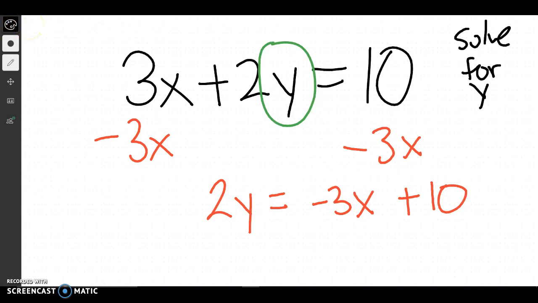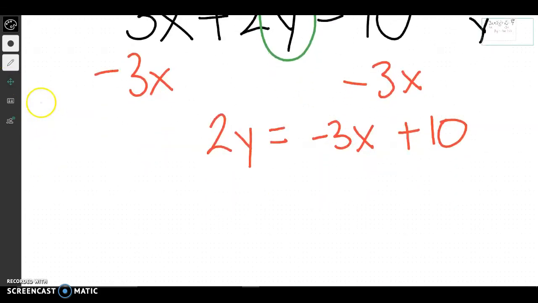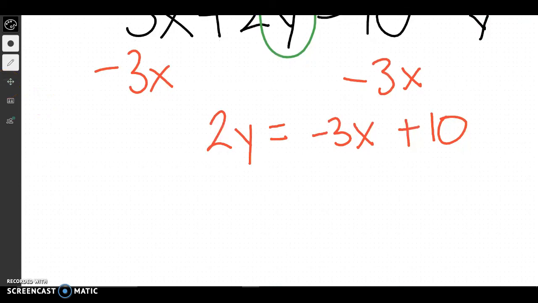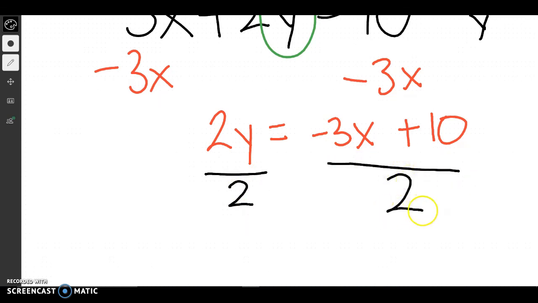You could have switched that around too. We could have 10 minus 3x. I just always like to put the variables in front of the numbers if I can. Then what I'm going to do is divide by 2 so that this number can go away from the y. Divide by 2.